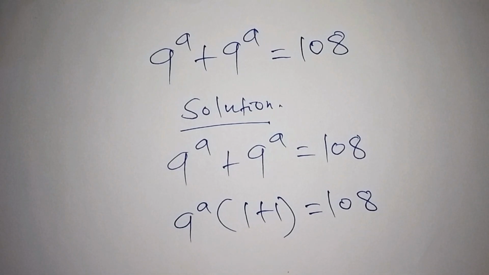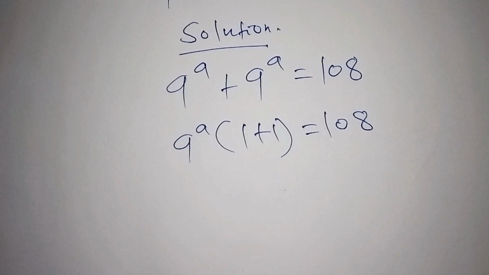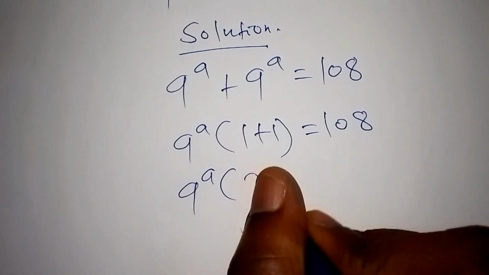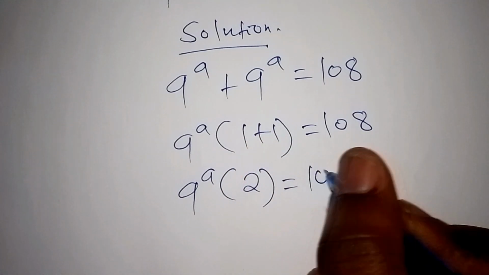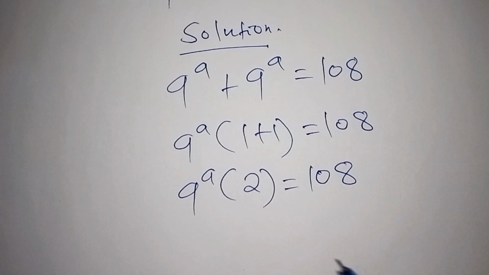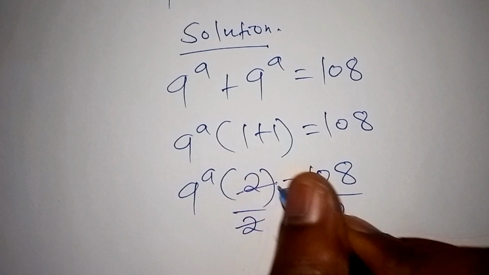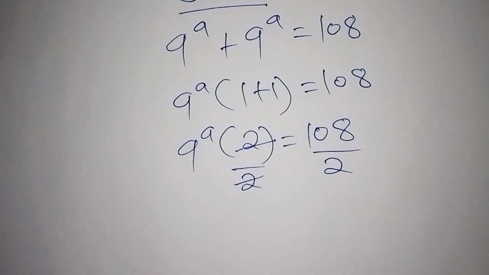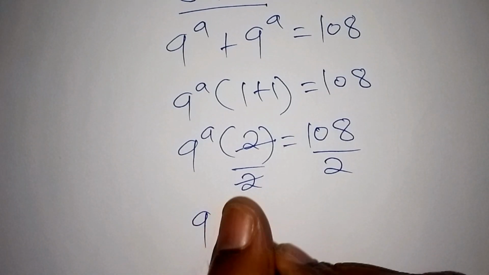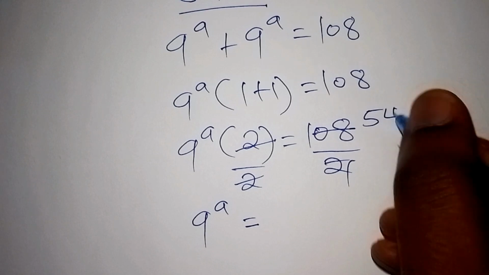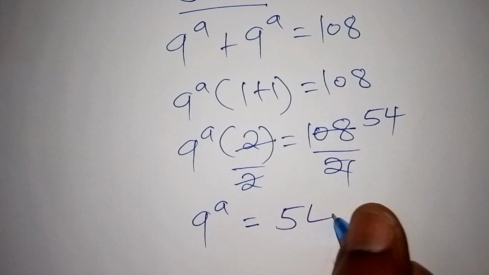Now let's work out the number inside the bracket. 9 to the power of a into bracket 1 plus 1 is 2, equal to 108. From here we shall divide both sides by 2 so that the 2 and 2 cancel. So now we have 9 to the power of a is equal to 54, since 108 divided by 2 is 54.